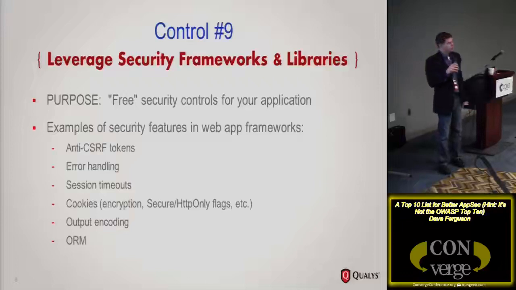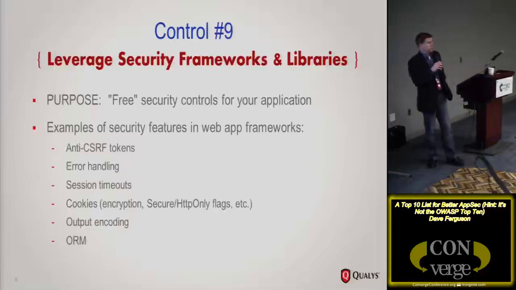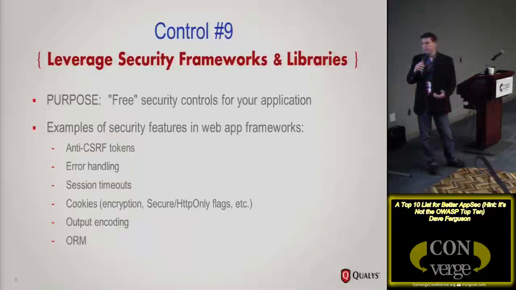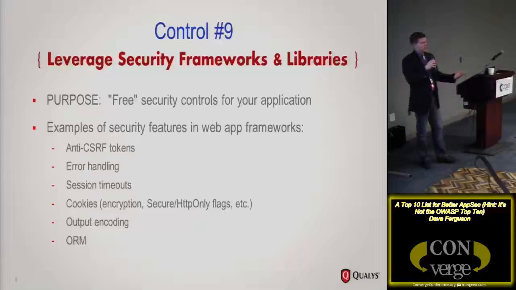Output encoding, a lot of the frameworks, when you're writing an HTML page, it automatically will encode the output to prevent cross-site scripting. And ORM would be object relational mapping. So that's a SQL injection defense. Many of the development frameworks provide that out of the box, and Hibernate would be one. You can be protected against SQL injection.